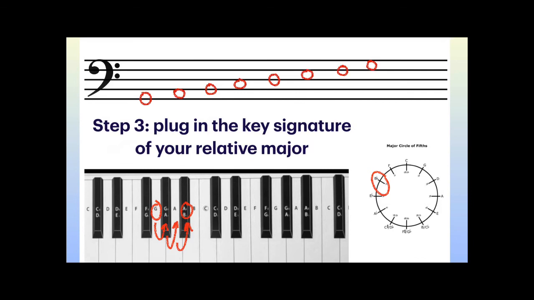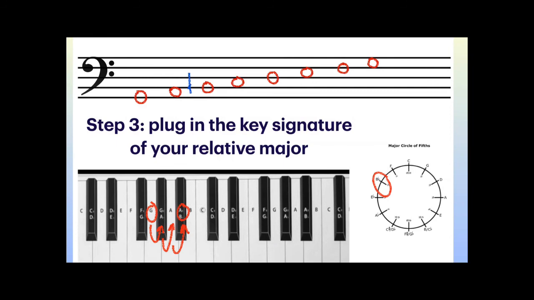Finally, we plug in the key signature of the relative major. B flat major has 2 flats. Let's add them in. B flat is the first flat in our order of flats. E flat is the second. This is a G natural minor scale.